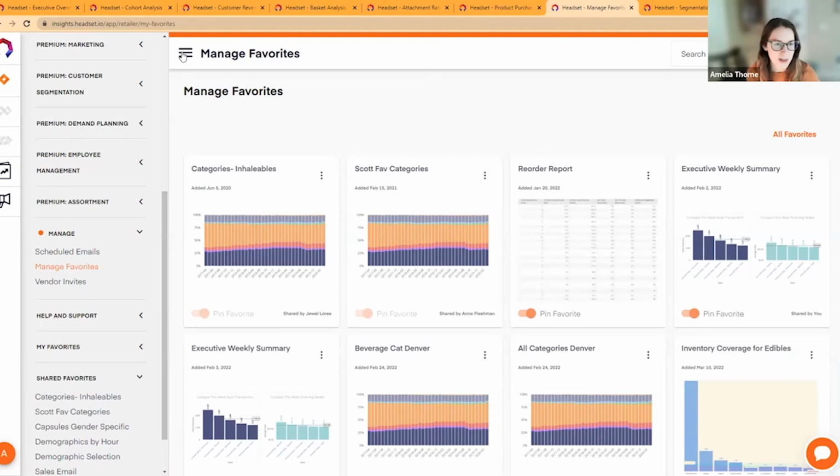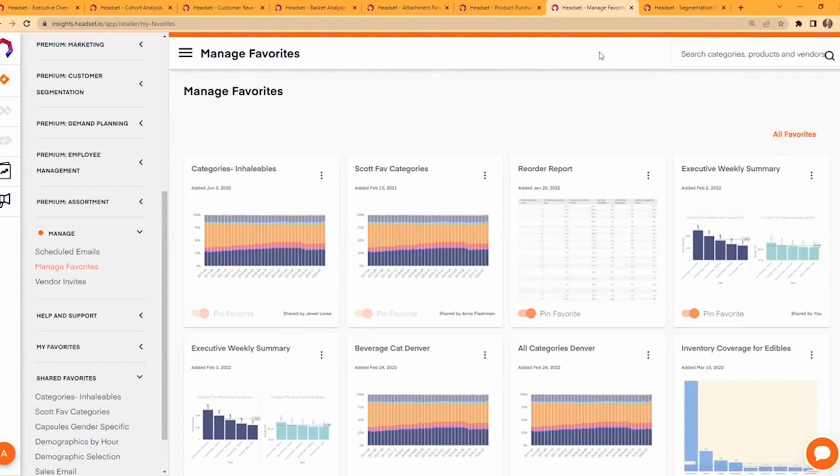So yeah, lots of options for manage favorites, but I think it's a hidden gem of functionality because it just makes it so much easier, especially as you're new to Headset and you're like, man, all these dashboards are really cool, but I'm never going to remember how to find them. I would just run through and favorite all of them that you like. Thank you for asking.